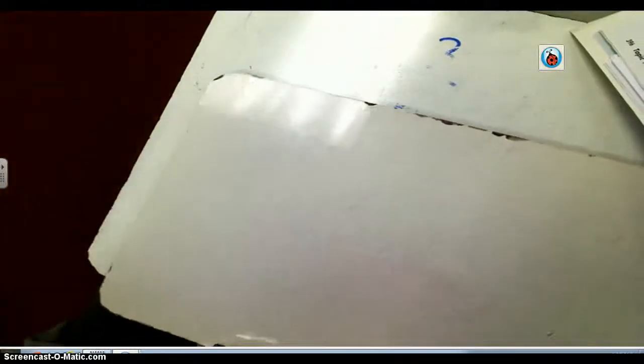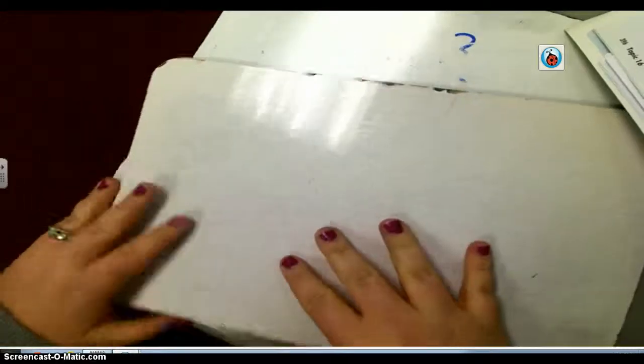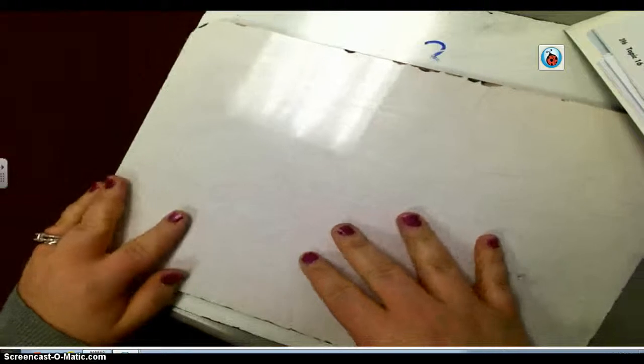Okay? When you look across the top of page 396 and 397, you see the word ratio. Tell me what a ratio is. JT? A comparison where for every X units of one quantity, there are Y units of another quantity.